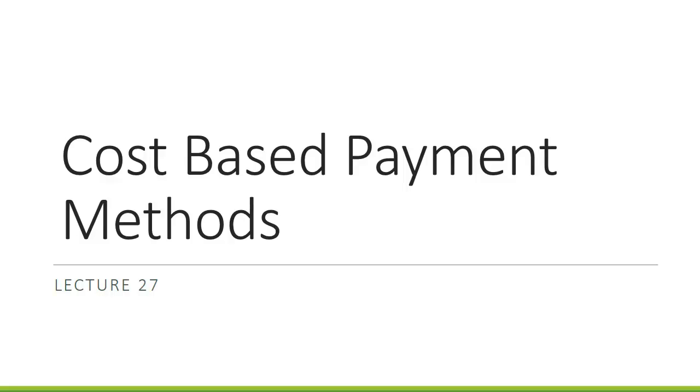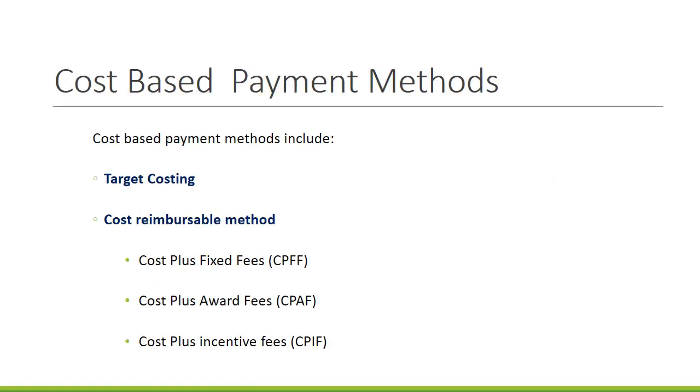In this lecture, we will talk about cost-based payment methods. Cost-based payment methods are categorized broadly into two types: target costing and cost reimbursable method. Cost reimbursable method is further divided into three types: cost plus fixed fees, cost plus award fees, cost plus incentive fees. Let's look at them one by one.